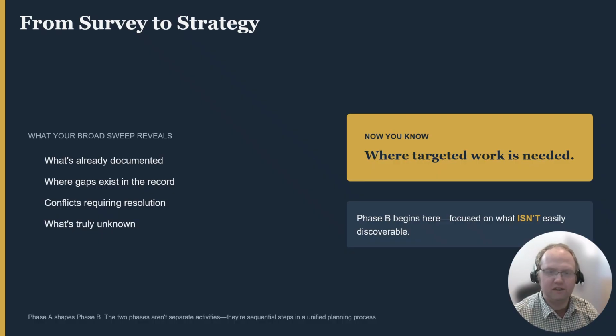It might have documents where what it says might be the only place that you ever find concrete documentation that establishes a relationship or the timeline of somebody's life. Phase A shapes Phase B. Sequential steps in unified planning are critical to success.